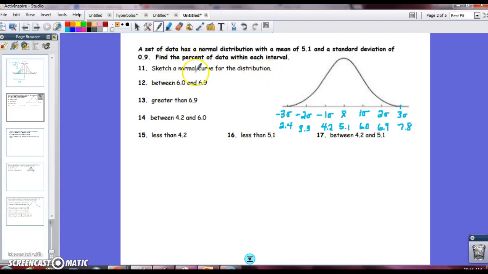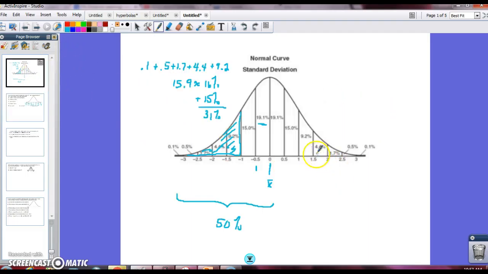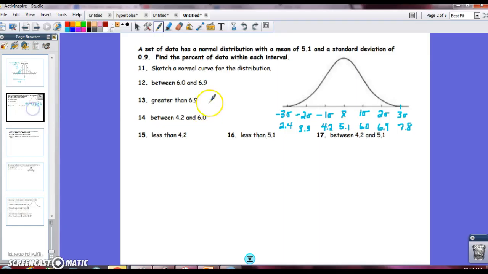So we have the curve. What is the percent of data between 6 and 6.9? Well, that's between 1 and 2 standard deviations above the mean. I'm going to go back to my chart. Between 1 and 2 standard deviations above my mean, I'm just going to add the 9.2 and the 4.4. If I add those together, that gives me 13.6. So 13.6% of my data is between 6.0 and 6.9. That doesn't mean percentile, that just means the percent of all of the data. It's 13.6% of all of the data is between 6 and 6.9.